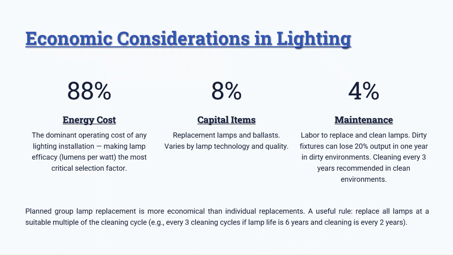Economic factors are a key consideration in lighting design. Energy consumption typically accounts for the largest portion of cost, often as high as 80 to 90%. Capital costs, including equipment and installation, form a smaller portion, while maintenance adds to long-term expenses.